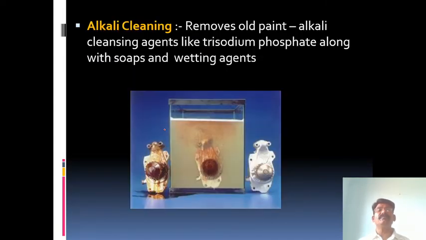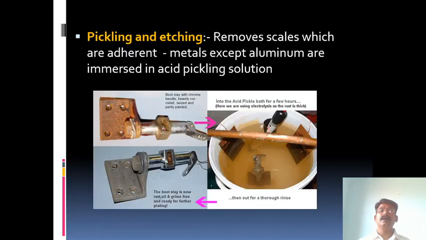And next, after that cleaning, we have to clean well with the base, that is the alkali, meaning dilute sodium hydroxide. Some old paints are there, and those old paints are completely removed by treatment with the basic solution. That is trisodium phosphate along with soap water or wetting agents, and clean well. And then pickling and etching.